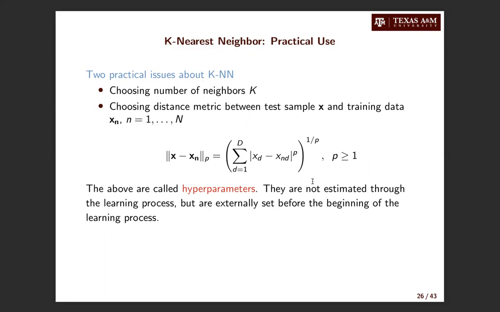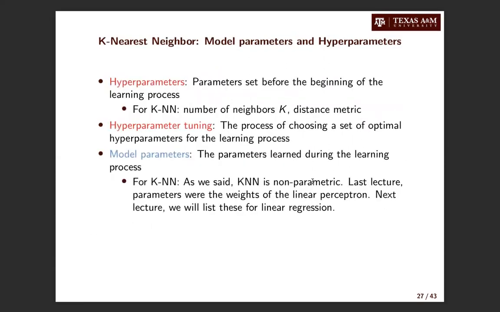The above two are called hyperparameters, and the reason why this happens is that these variables are actually being estimated and being predetermined before we run the model and before we train the KNN algorithm. And this means that they are externally set before we actually have the chance to do any type of learning. This is in contrast to the model parameters, which are actually being learned during the learning process.